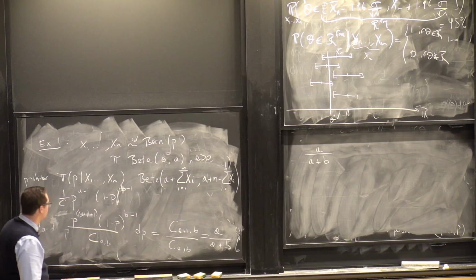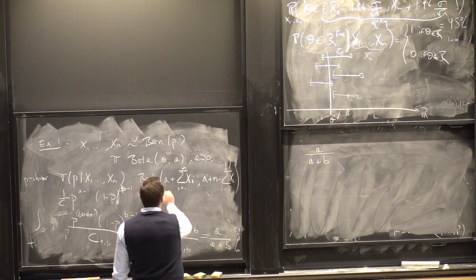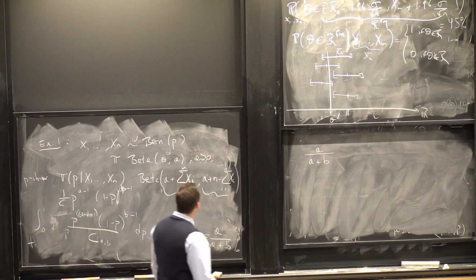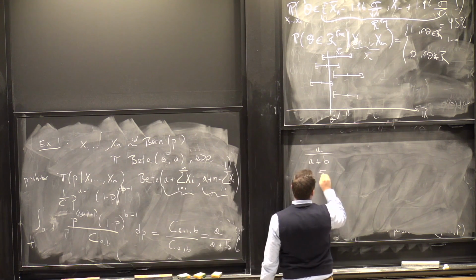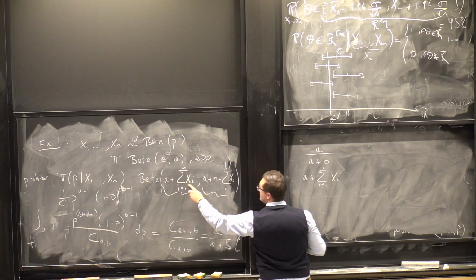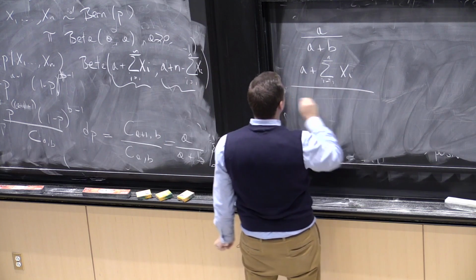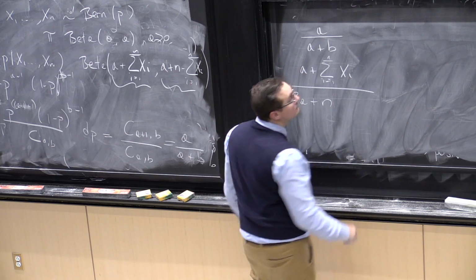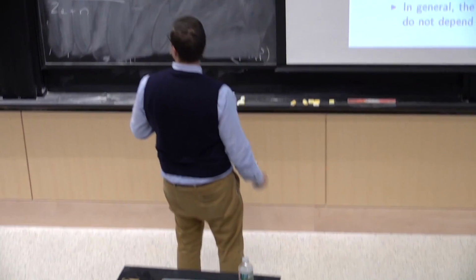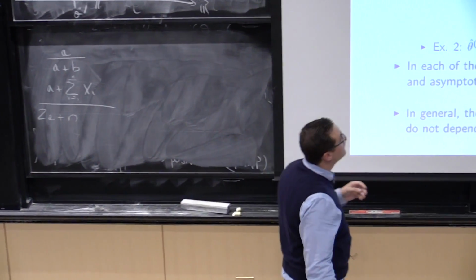And when I plug in a to be this guy and b to be this guy, what I get is A plus the sum of the xi. And then I get A plus n minus this guy. So those two guys go away, and I'm left with 2A plus n. Yeah, that actually works. And so now I can actually divide and get this thing over there.